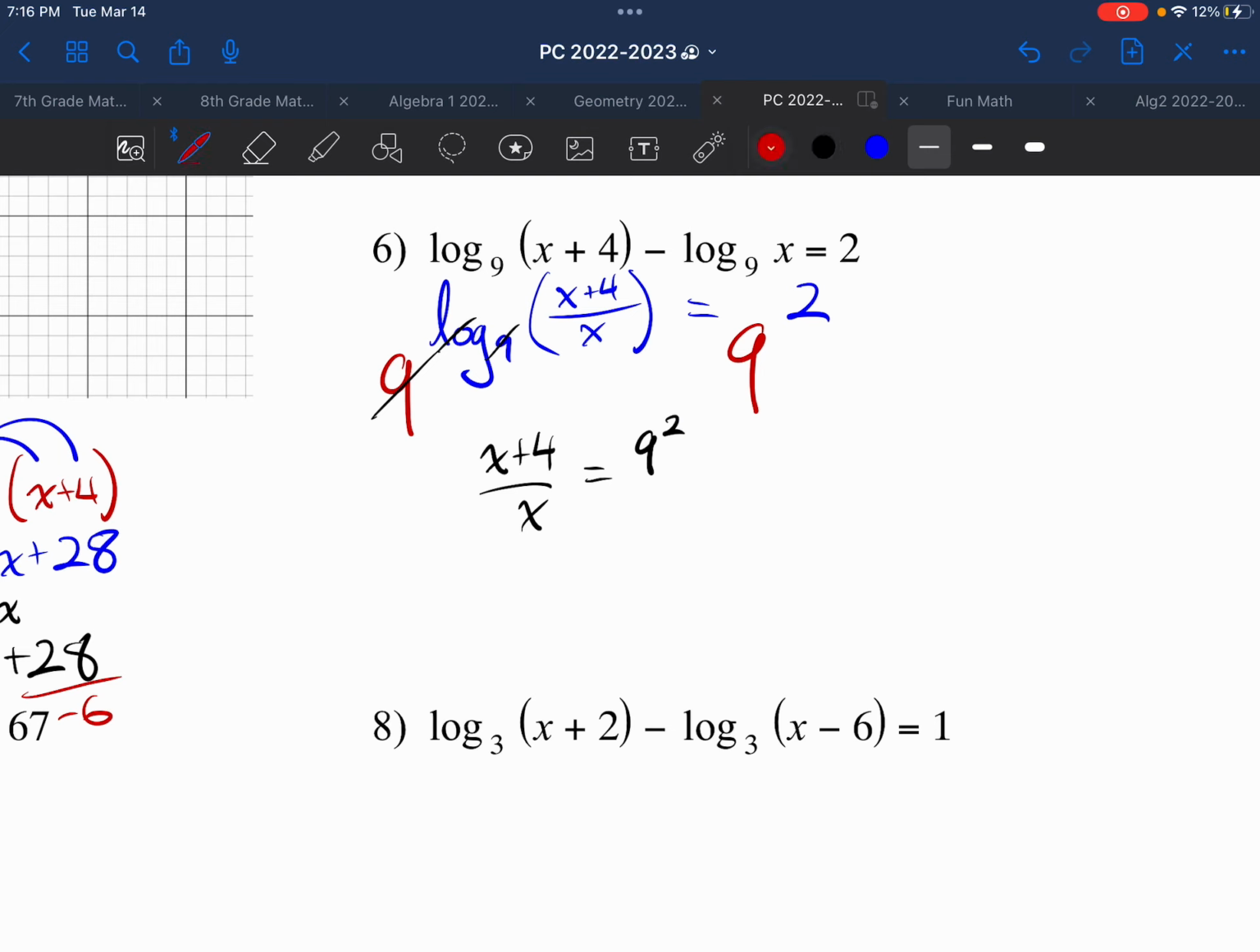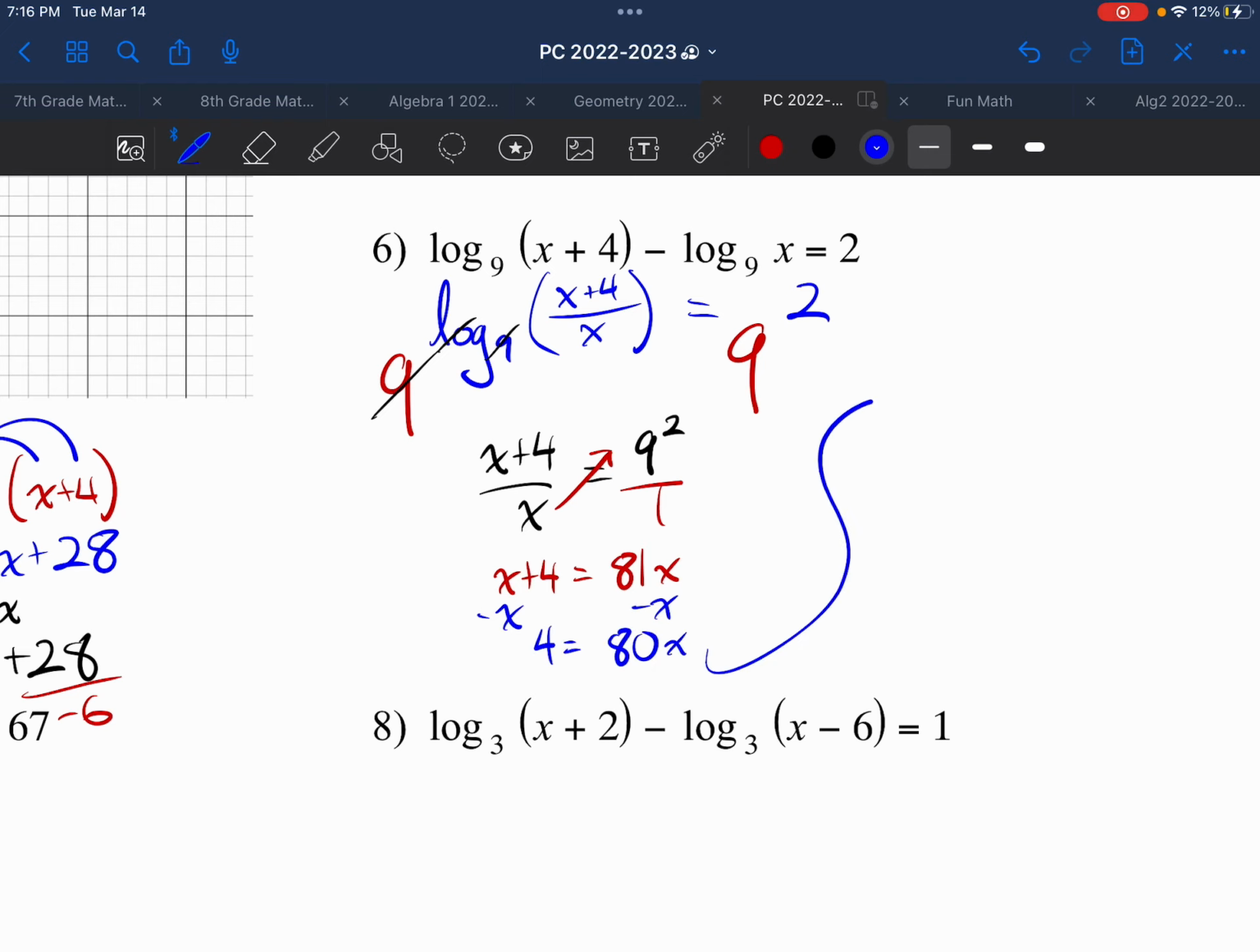And I'm going to treat this as like a fraction. I'm going to bring the x up here, so it's going to turn into x plus 4 on the left, and 81, because 9 squared is 81, times x, so 81x. Well, it seems like the right side has the x's, so let's bring this x over here by subtracting x on both sides. I'll say minus x, and I get 4 is equal to 80x.